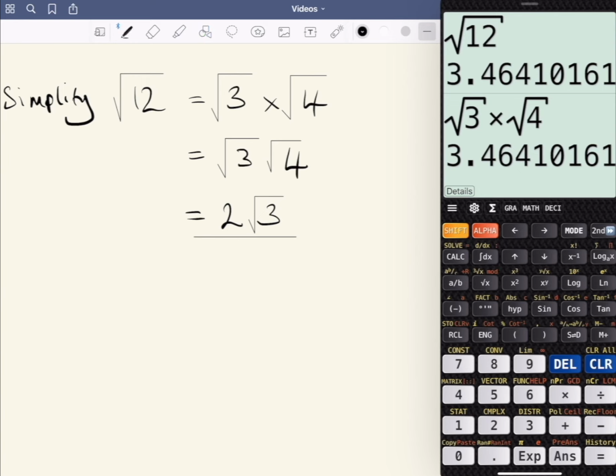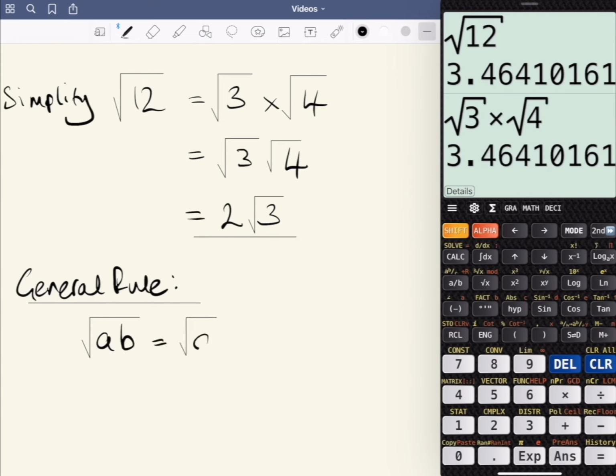And the general rule that we want to remember here, that we've used within that, is that if we have the square root of a times b, then that is the same, the very same, as the square root of a times the square root of b. And there we go.